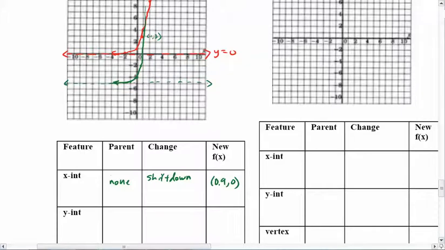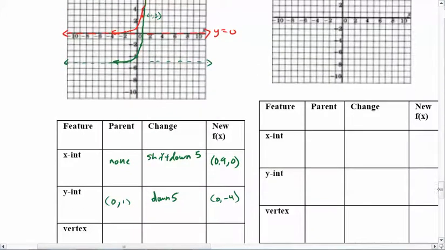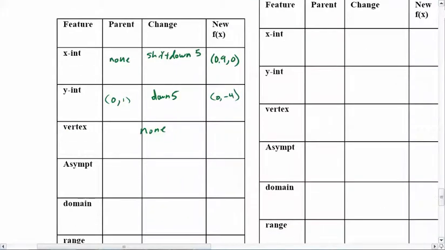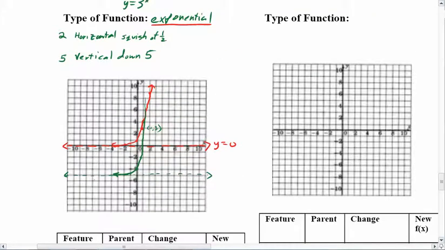Okay, the y-intercept for my original graph was 0, comma 1. It's been shifted down. Sorry, I should have said down 5 up here. So it's been moved down 5, which means it's now at 0, comma negative 4, which we can see. 1, 2, 3, 4. All right, let's look at the vertex. There is none because it is an exponential graph. The asymptote was at y equals 0. It's shifted down 5, which means that it is now at y equals negative 5, which you can see there in the graph. It's at y equals negative 5.